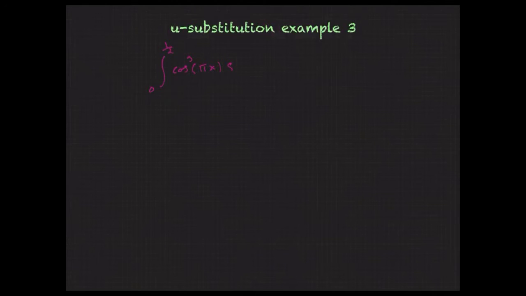All right, so here we are with our third example of an integral by u substitution. Again, a definite integral, and again from Salas, Hille and Etgen. This time we are looking at the integral from 0 to 1 over 2 of cosine cubed of pi x times sine of pi x dx.